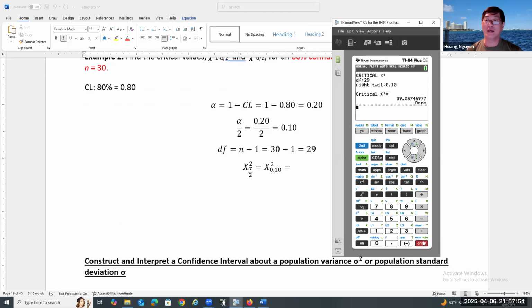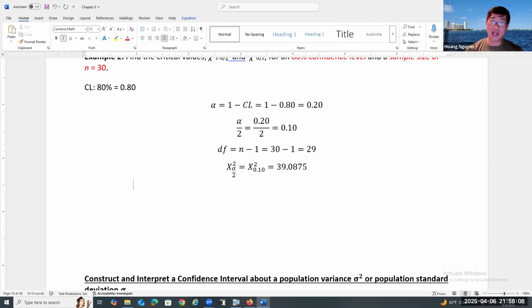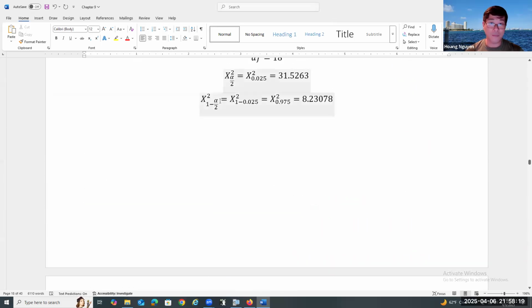Now give your calculator a few seconds. The first critical value is 39.0875, 39.0875. So that's going to be the first critical value. We also need to find the second critical value, which is the chi-square sub 1 minus alpha over 2.